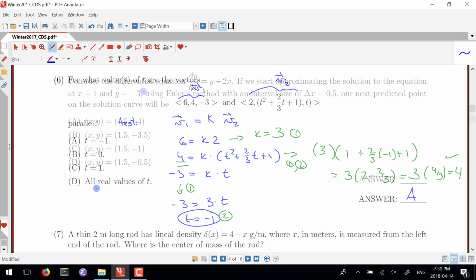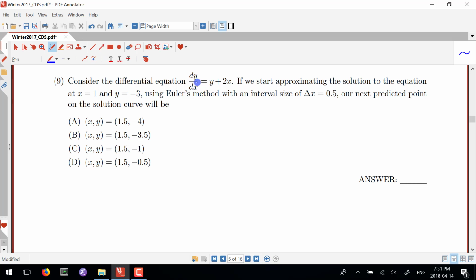In number 9, we're looking at a differential equation, and we're asked to use Euler's method to predict what's going to happen over a few time steps. The important thing to remember here is just what the method is, and it's easier to do that if you keep a graphical perspective on it. What we've been told is that we're going to start at x equals 1 and y equals negative 3. So we're going to be starting at 1, and we'll actually move our axis up. And we are at the point 1, negative 3.